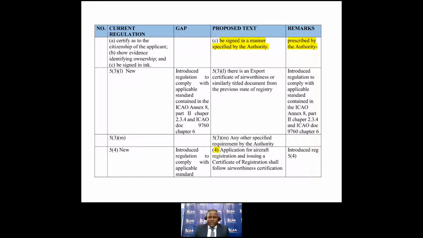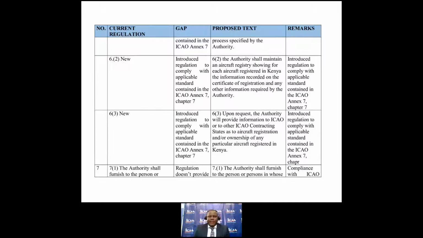It reads, application for aircraft registration and issuing a certificate of registration shall follow airworthiness certification process specified by the authority. We also introduced in Regulation 6, Sub-Regulation 2, which is introduced to comply with applicable standard contained in ICAO Annex 7, Chapter 7. It reads, the authority shall maintain an aircraft registry showing for each aircraft registered in Kenya the information recorded on the certificate of registration and any other information required by the authority.